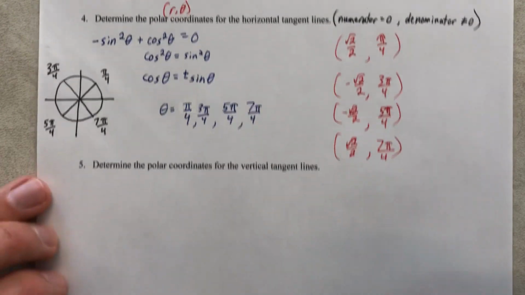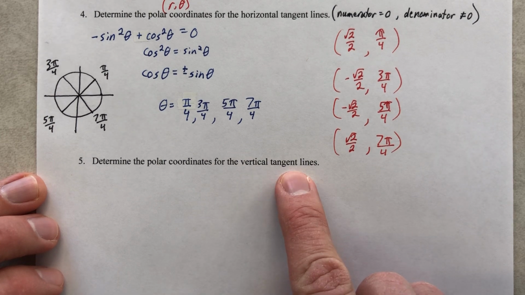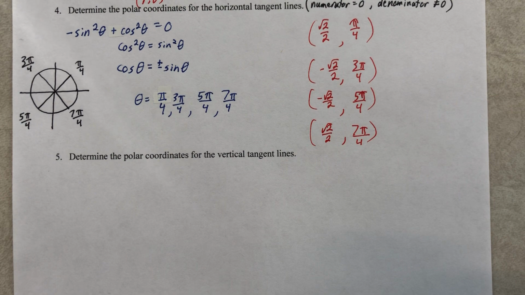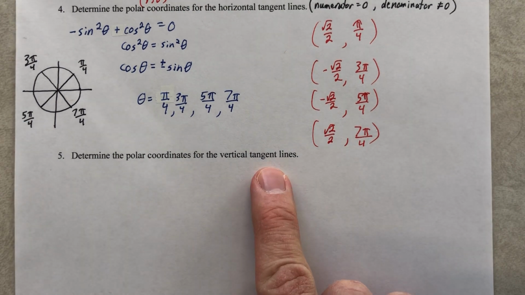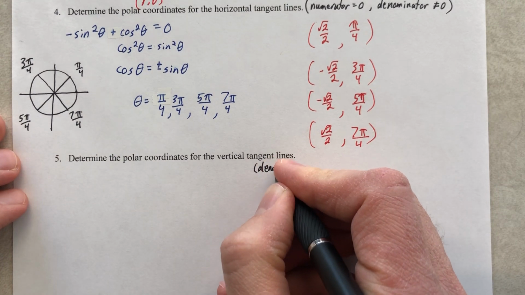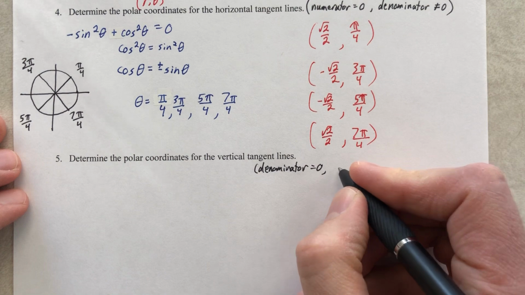Let's slide up. Determine the polar coordinates for the vertical tangent lines. Vertical tangent lines, oh, okay. Tangent lines are vertical where, and I think we need to write a little bit, this would be where the denominator equals 0, but the numerator does not.